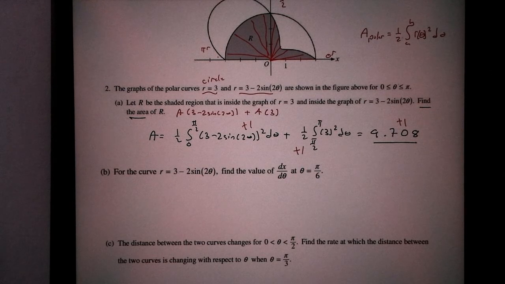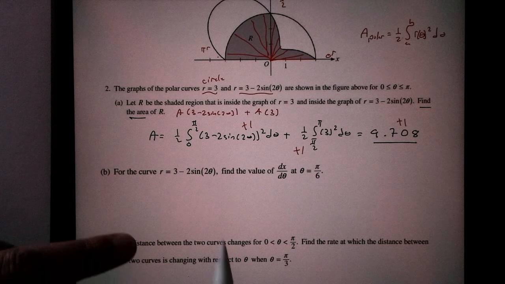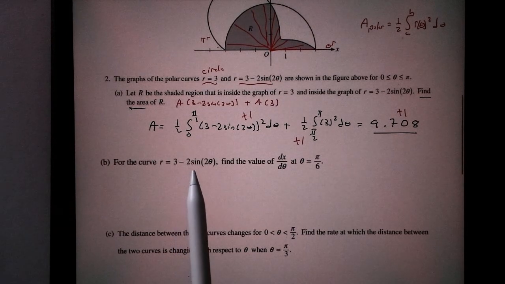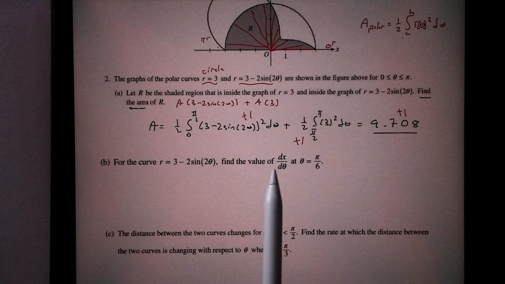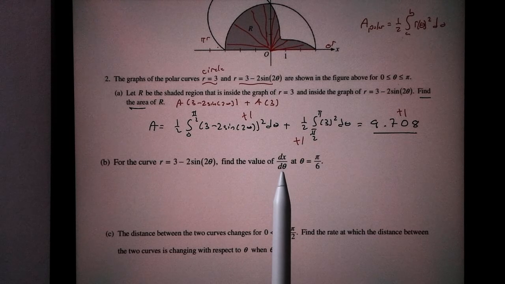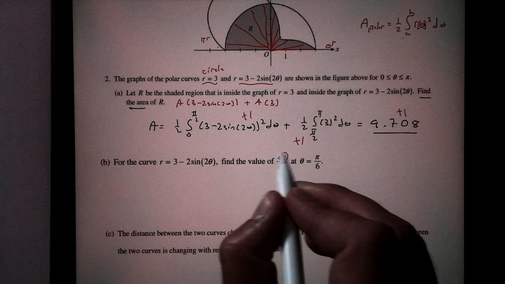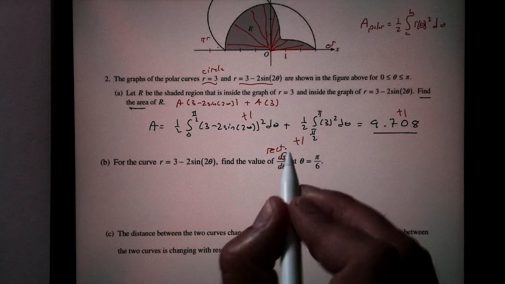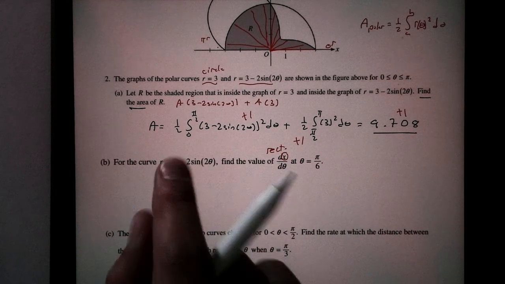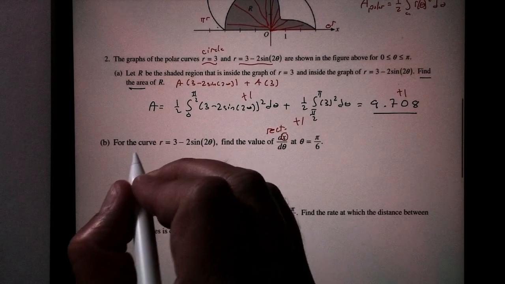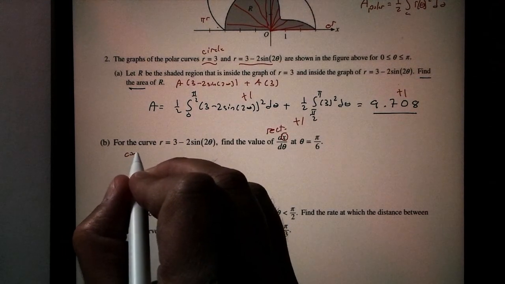All right, so for part B, the question asks for the curve r equals 3 minus 2 sine 2 theta, find the value of dx d theta. Now be careful, this is a rectangular question, but you have to remember we're in polar. So we have to convert rectangular to polar.